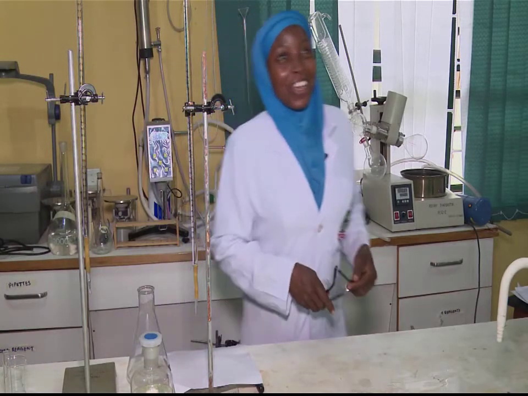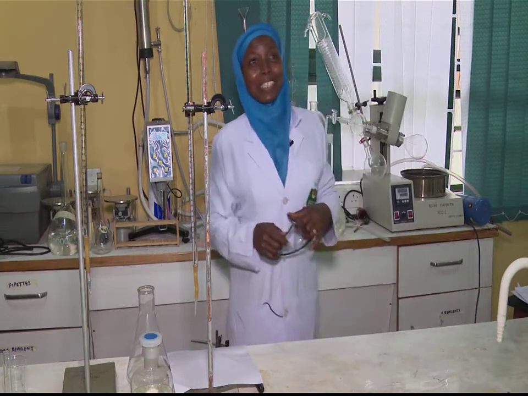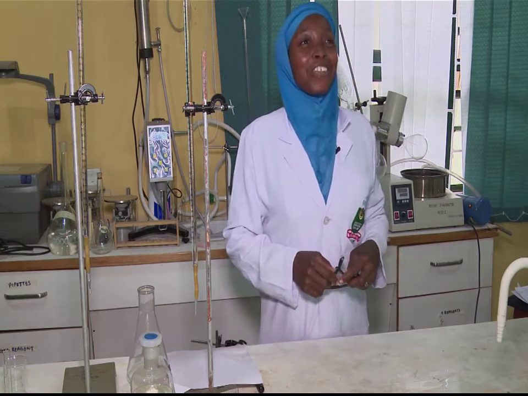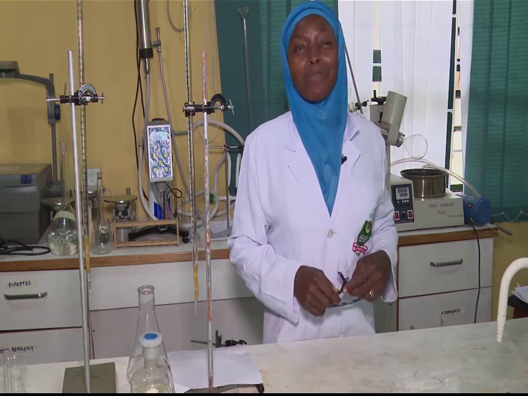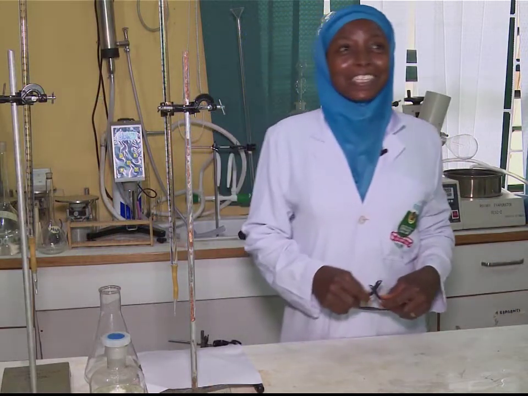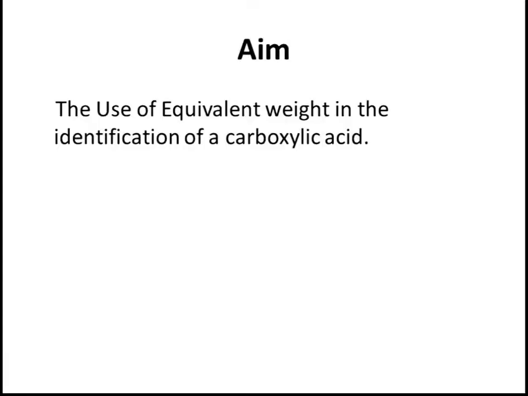Students, we are here for another experiment on Introductory Practical Chemistry 2, CHM192. Today's experiment is experiment 6. It's an experiment on carboxylic acid. The title is Experiment on Carboxylic Acid. The aim of today's experiment is the use of equivalent weight in the identification of a carboxylic acid.